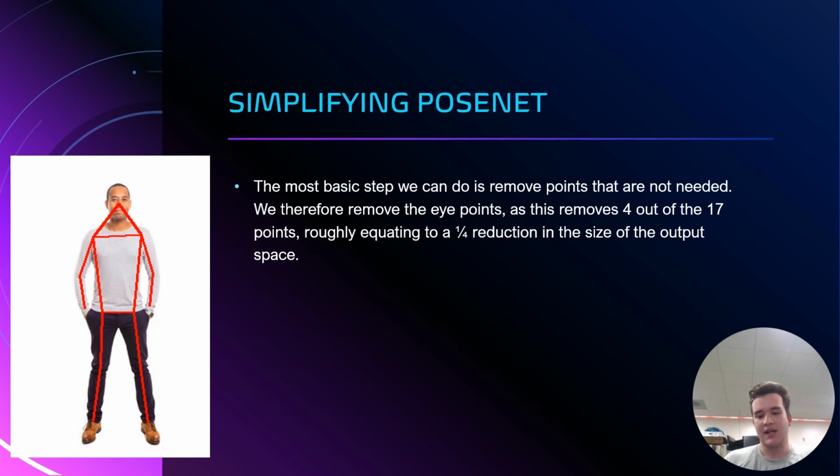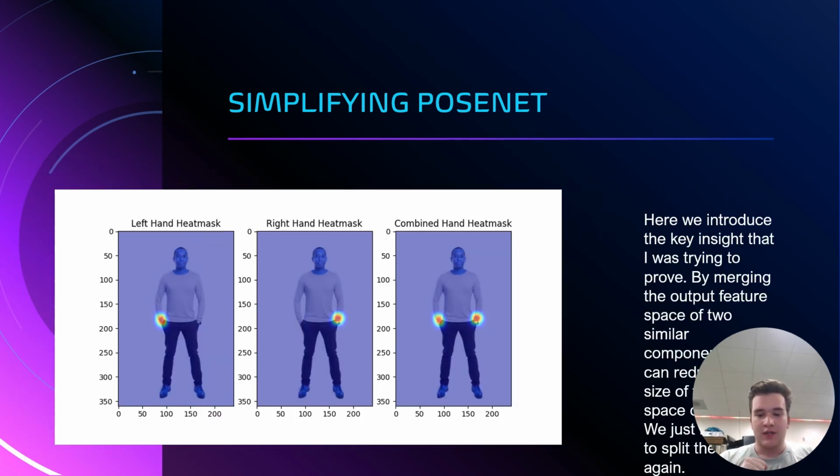So the first thing I did is, if you recall, there were a bunch of points around the eyes for PoseNet. We don't really need that. I just decided to have one point on the nose for the head position and then track everything else. So that's 4 out of the 17 points completely gone. That's essentially almost a quarter reduction in the size of the output space just by removing some points that we don't really need. From there, we're going to try something a little scary.